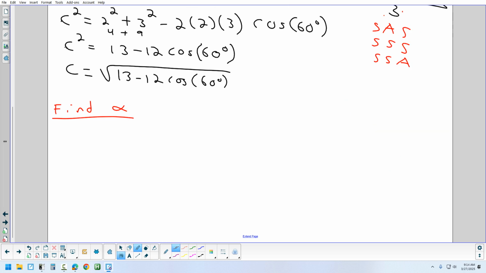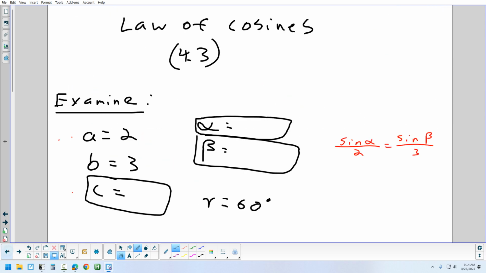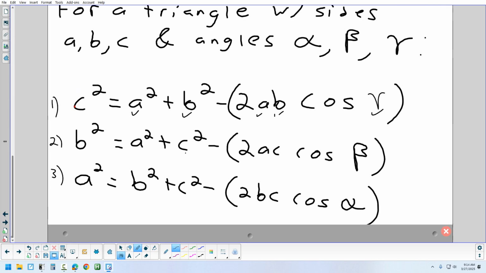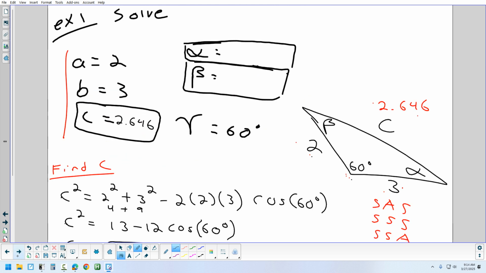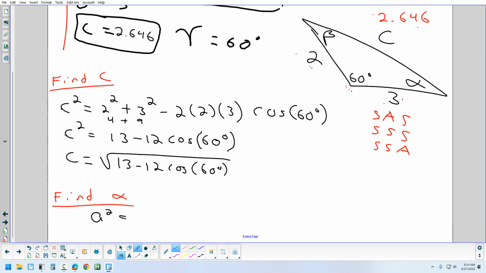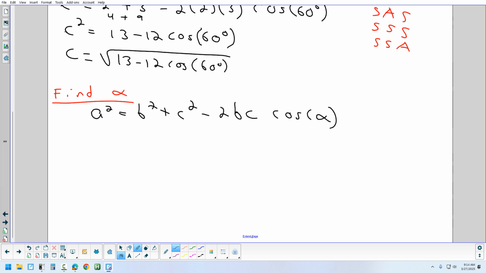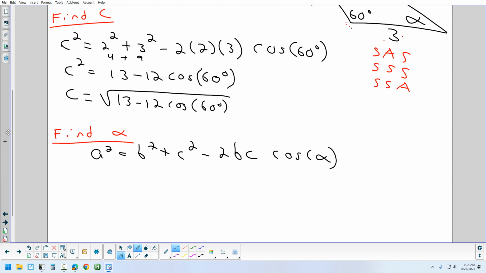Find alpha. If you want to find alpha, you have to use the law of cosines that has alpha. That's going to be the third one. That's going to start out with a squared. Since I know the pattern, all I have to do is figure out what letter to start with, and then the rest of it just kind of falls into place. So if you're starting with a squared, it's going to be b squared plus c squared minus 2bc cosine alpha. And let's fill it in, and we'll do some of the things out as we go.